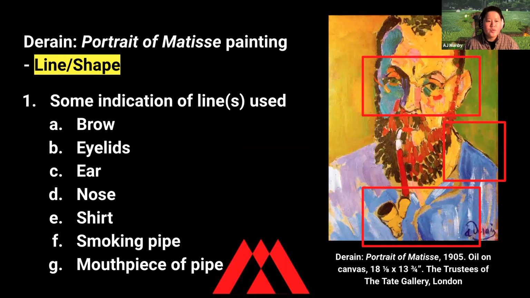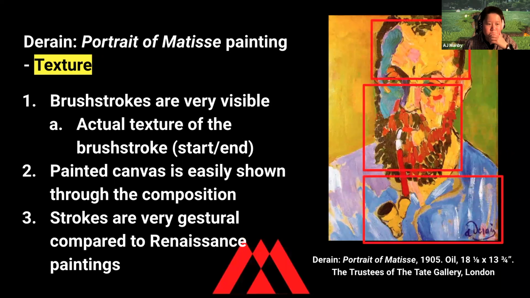Okay, so in terms of line and shape, there's some indication of lines used. These are located on his brow, eyelids, ear, nose, shirt, his smoking pipe, even the mouthpiece that he puts in. And also, I included these squares to show where these lines were applied.